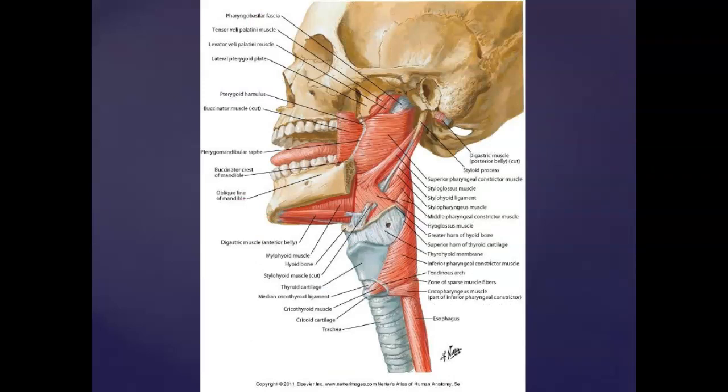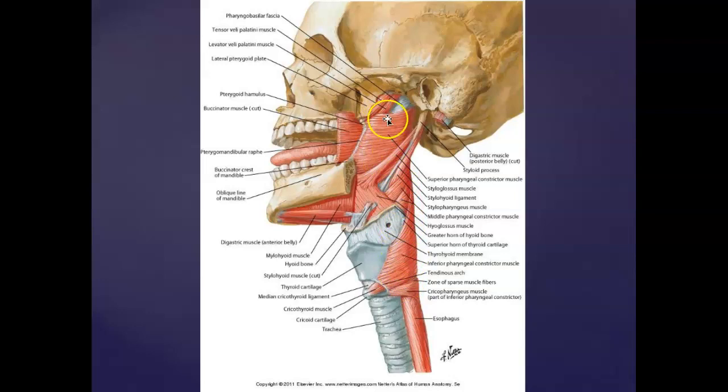Now, let's keep talking about structures that we're going to notice as we go through here. The pharynx has three muscles. They're called constrictor muscles, three constrictor muscles. There's a superior right up here. There's a middle group of muscles here, and then there's an inferior. So superior, middle, and inferior constrictor muscles.